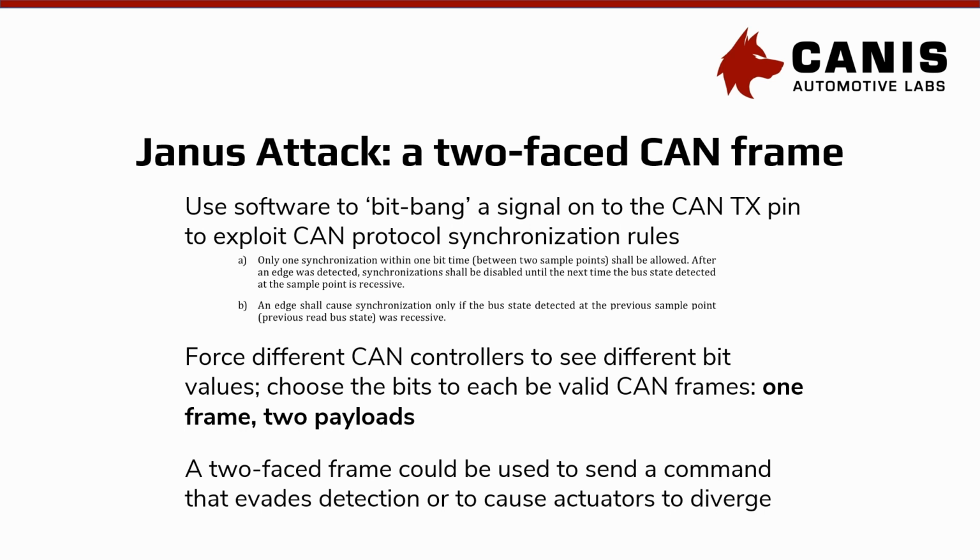And that's quite useful. A two-faced frame could be used to send a command out to a targeted device, but evade detection from an intrusion detection system, which sees a valid payload, while we send the invalid malformed payload to the device we're trying to attack. Or we could cause two actuators to diverge, so instead of acting consistently, they would be inconsistent. So there's a whole bunch of attacks that this could be combined with to be a general attack on the CAN bus.